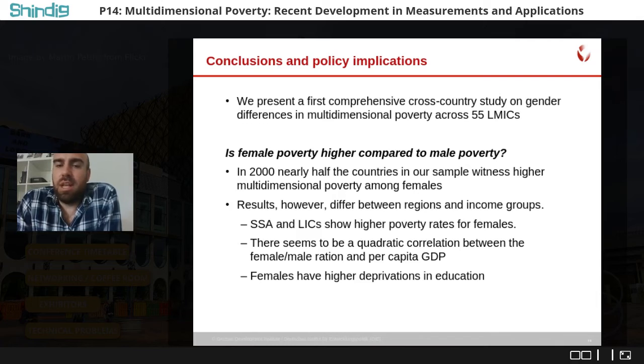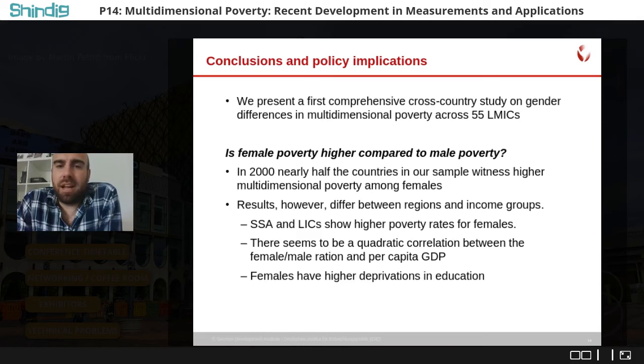And we found that overall, there seems to be no big difference across the countries in our sample, but what we find is that there is a lot of difference between regions and income groups. So, for example, sub-Saharan Africa and lower income countries show much higher female poverty rates compared to male poverty rates, and females have much higher deprivations in education and lower in employment.